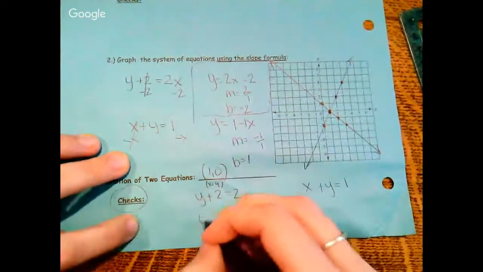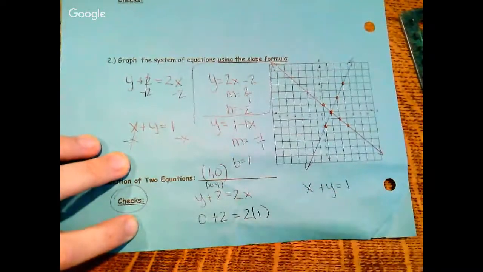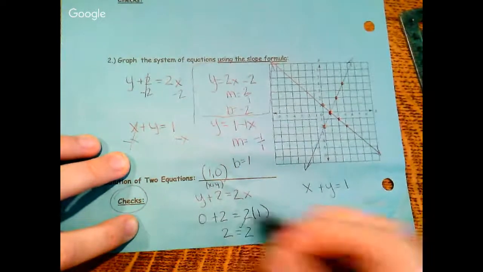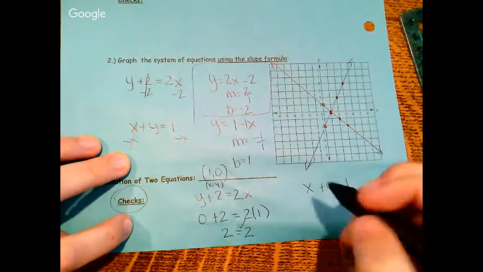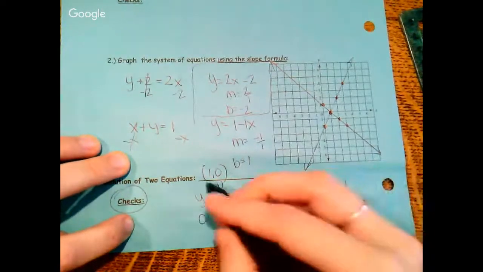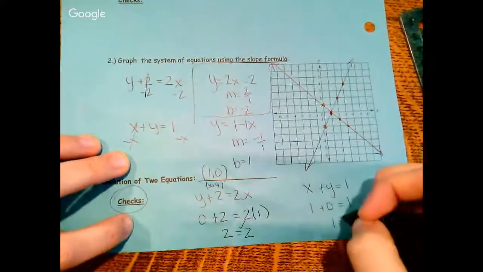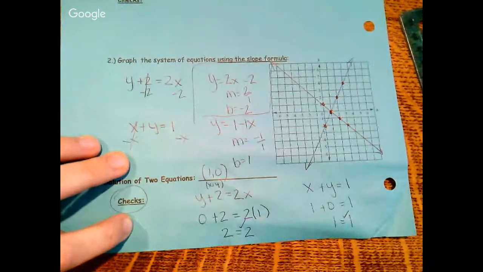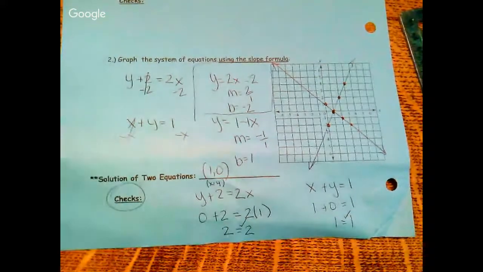So y is 0 plus 2 equals 2 times 1, which is my x. Right? So 2 equals 2. That works. So I know that this is a solution to this equation. Now let's check the next one. I have 1 is my x plus 0 is my y equals 1. 1 equals 1. That also checks out, which means that the point 1, 0 is in fact a solution to these 2 lines.